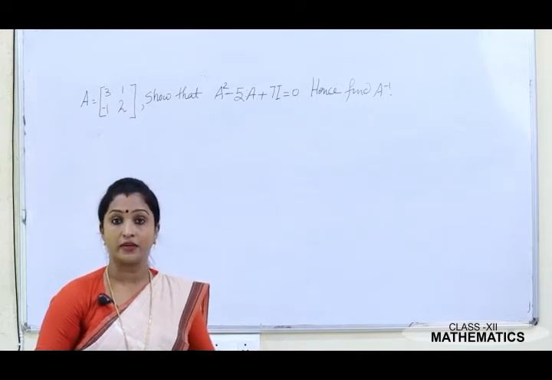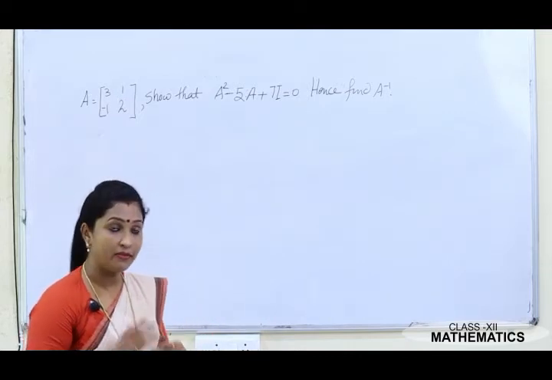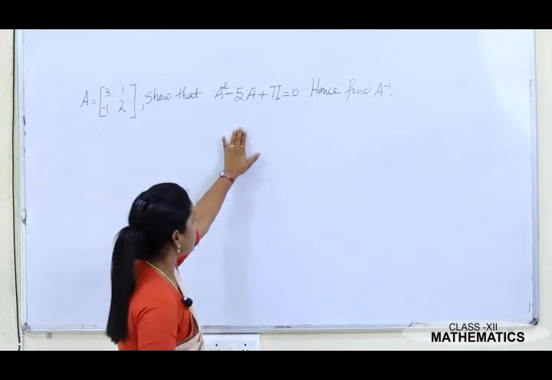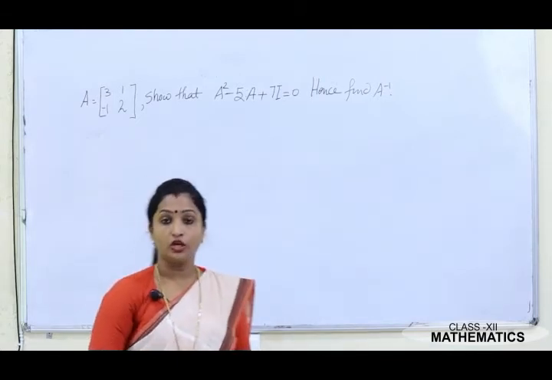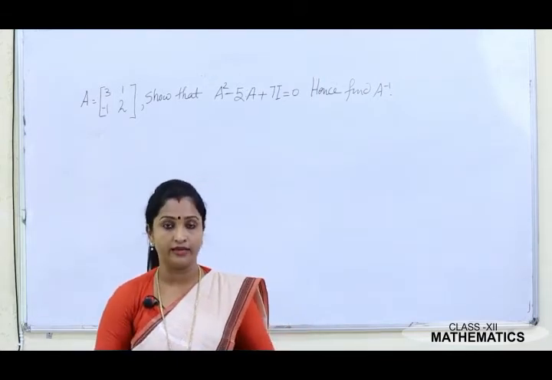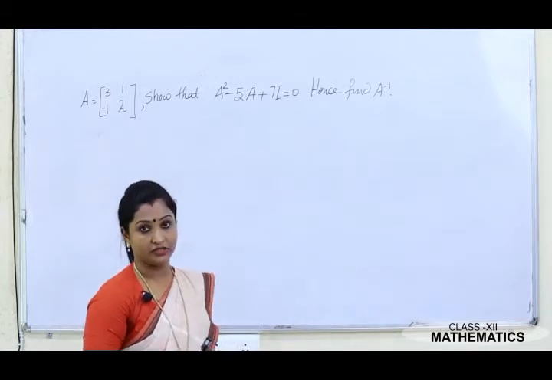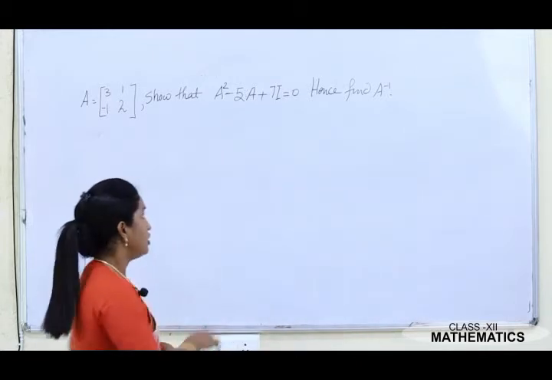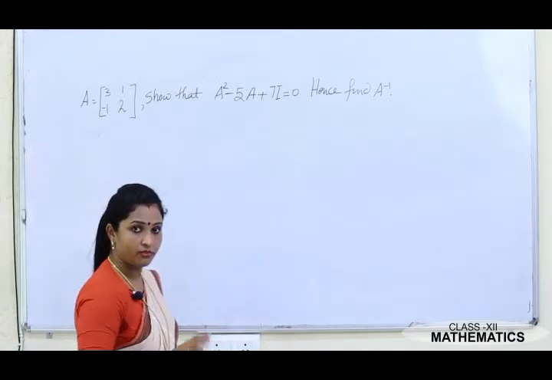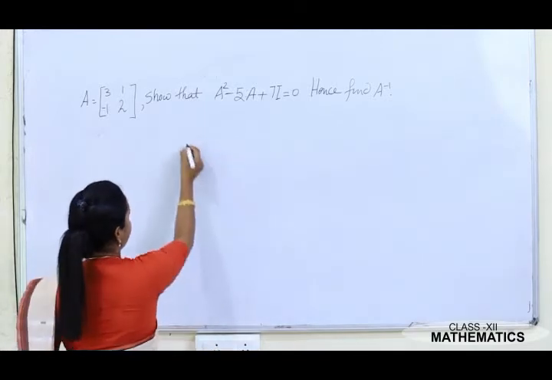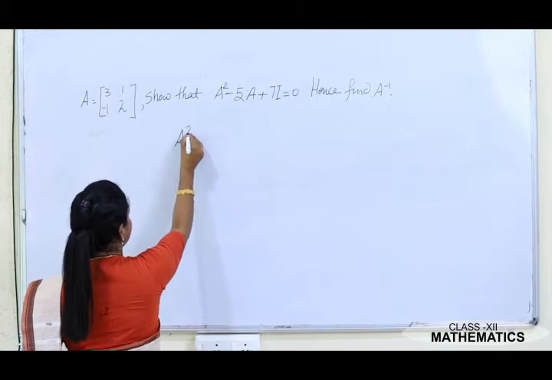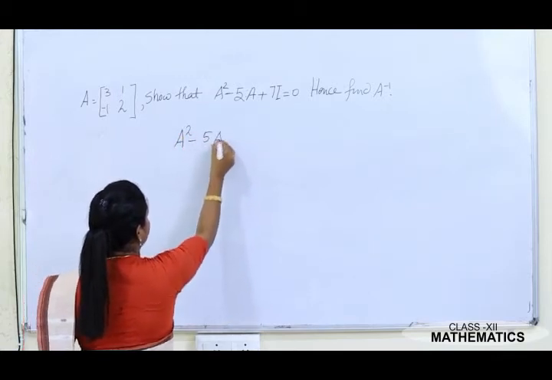Whenever you are getting such a question, what do they mean? They mean that from this equation you have to find A inverse. You are not supposed to use adjoint here. You have to use this equation and find A inverse. Okay, let's see how to solve this. So the first part you do at home. Let's see how we will get A square out of this. Okay. Now this is the equation.